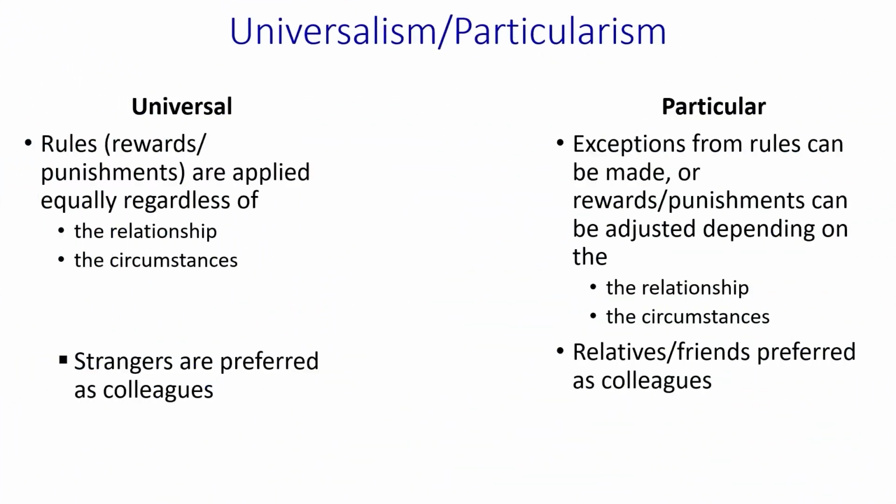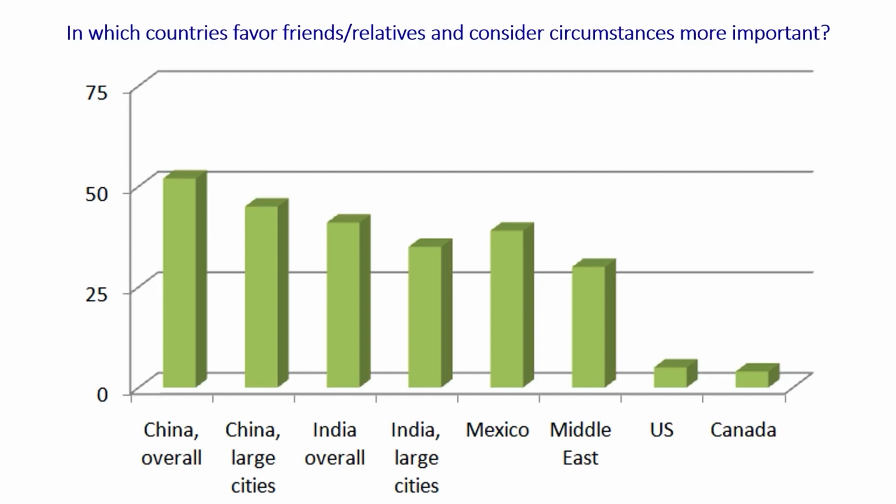So basically, are you willing to apply the rules universally, regardless of your relationships? Or are you applying the rules with exceptions for your relatives or other circumstances? And so when you look at the map of the world, the United States and Canada are the most universalist cultures. And again, this is not the full list, but just to give you a couple of examples. So regardless of our relationships, the rules are the rules, and I will apply them consistently.